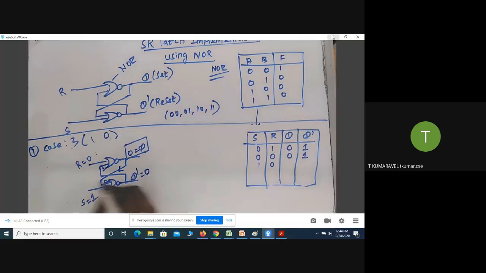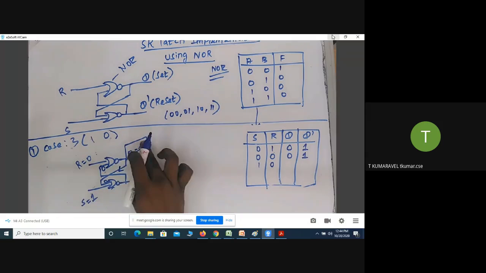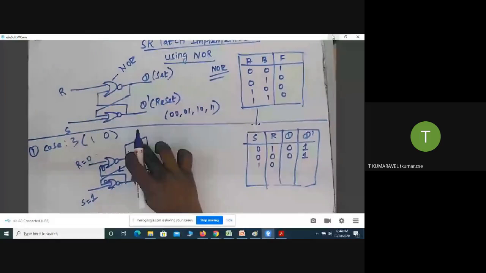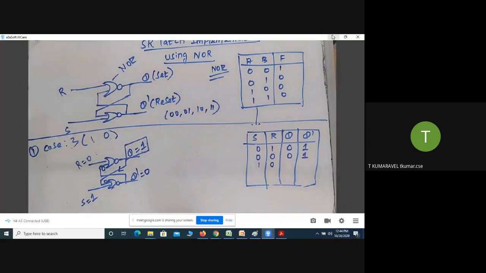This is the input here. So if R is equal to 0, and the next input is also 0, what happens? The output is equal to 1. 0, 0 in the sense the output value is equal to 1. So whenever S equal to 1 and R equal to 0, the Q value is equal to 1, and the Q bar value is equal to 0.